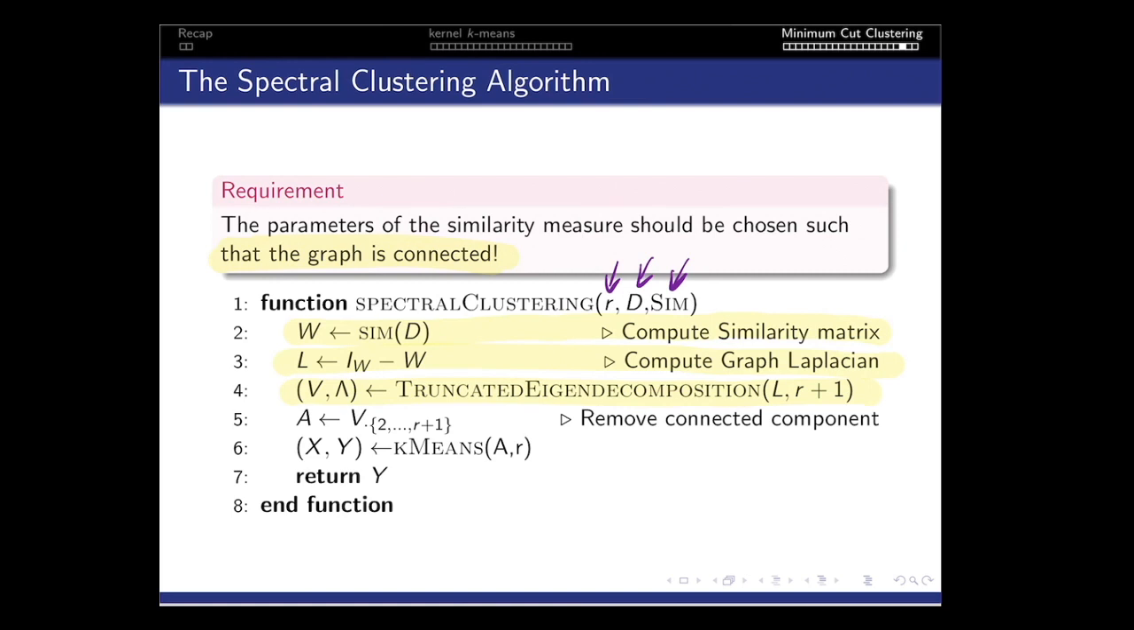And V is here, in this case, an n times r plus 1 dimensional matrix. So in kernel k-means this was an n times n dimensional matrix, and here we have just r plus 1 columns. So this is a big relief computationally. And then we throw away the first eigenvector, which denotes our connected component. And this gives us here the matrix A. And then we compute k-means on A, and then we get here our clustering. This is spectral clustering.